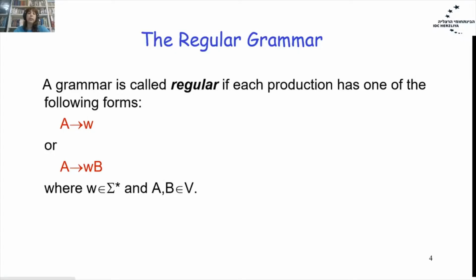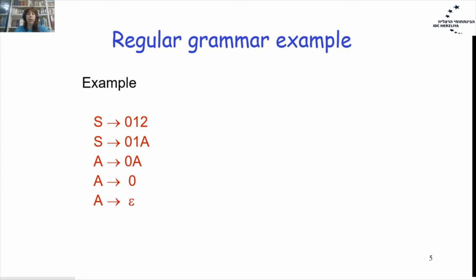First, let's define a regular grammar. A grammar is called regular if each production has one of the following forms: A derives W, or A derives W concatenated with B, where W is some word over sigma star and A and B are variables.